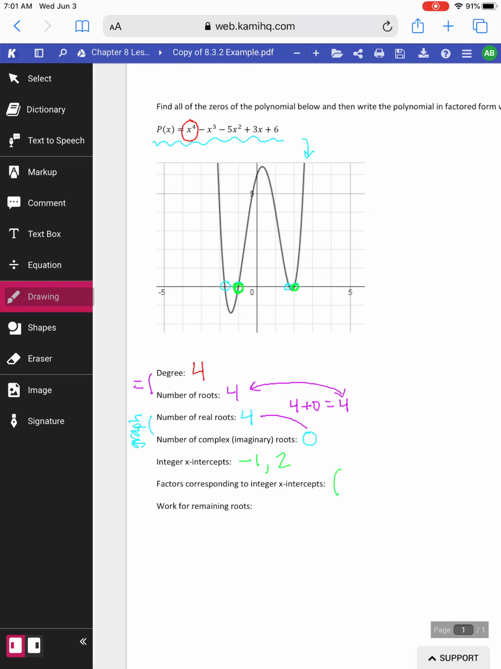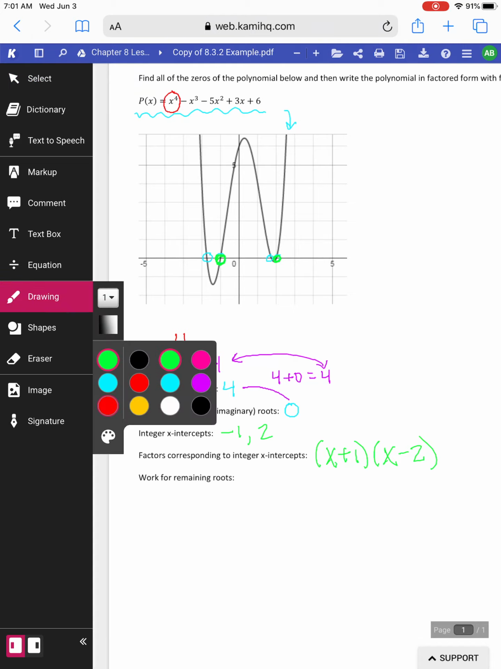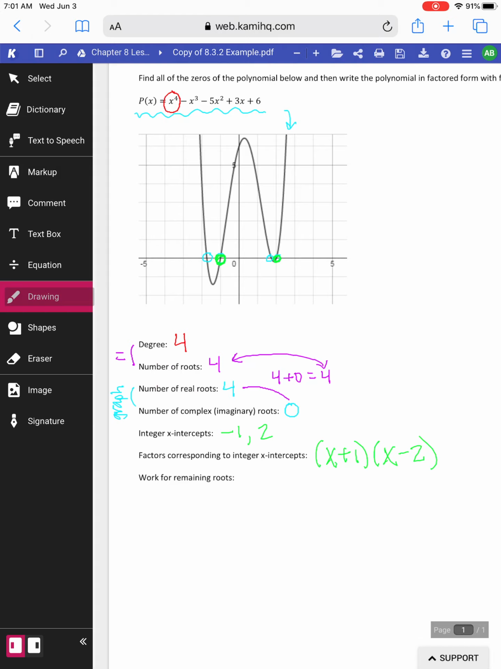And then the factors that correspond with that are going to be x plus 1, because -1 plus 1 is 0, and x minus 2, because 2 minus 2 is also 0. So now what we're going to do is we are going to find the remaining roots. The way we are going to do that is we are going to use our polynomial division. So our note underneath here, we're going to divide our original polynomial by our roots.